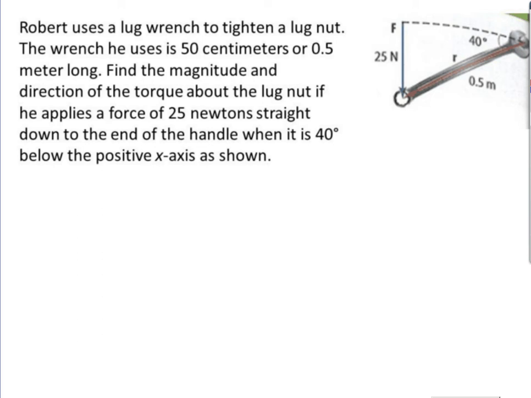Now the force he's applying, it says he's applying it straight down. Down would be your z-axis. So our force vector is just going to be 0, 0, and negative 25 because he's applying force down.